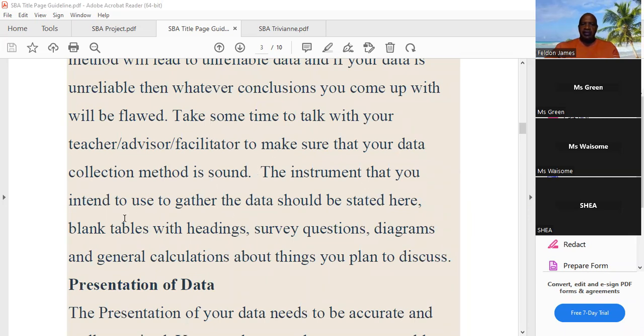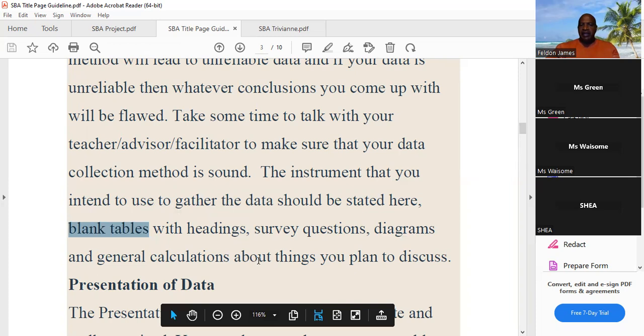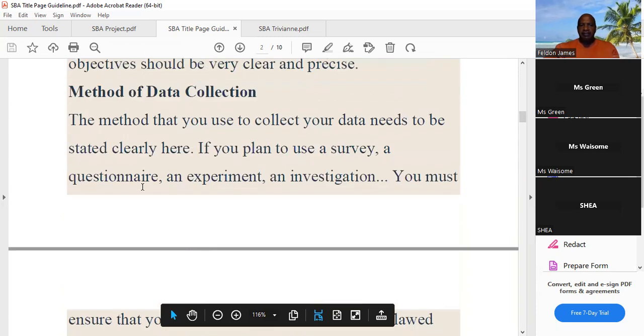The instrument that you intend to use to gather the data, you should state them here. What are the instruments you use? You can use a blank table with heading, survey with questions, diagrams with general calculation. All of these must be included in this part of the presentation.